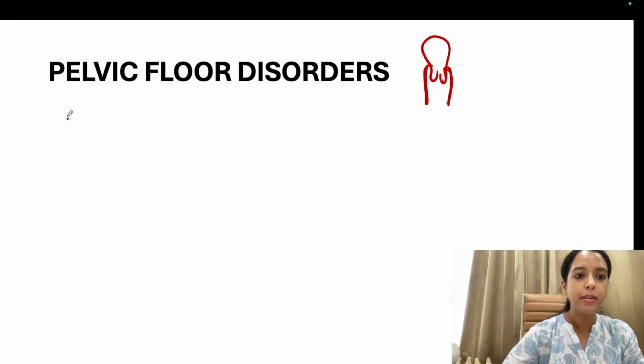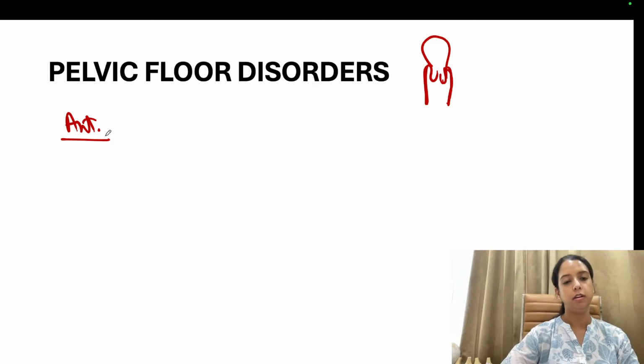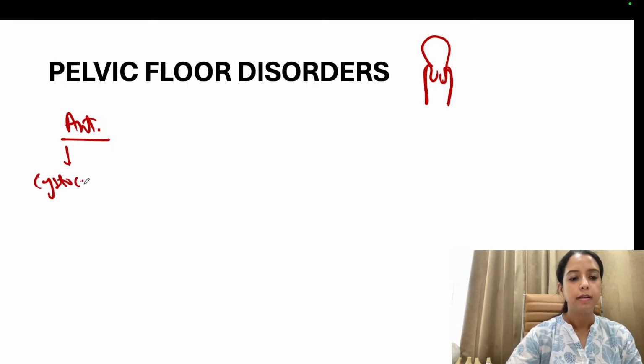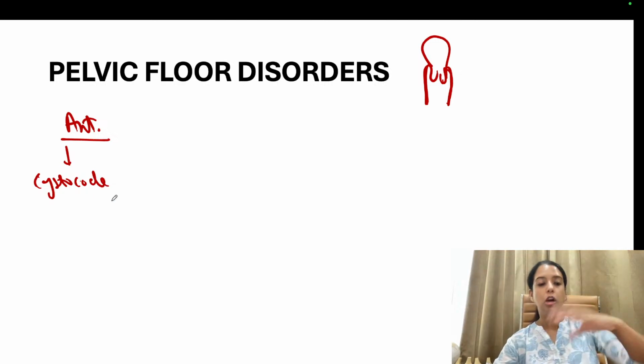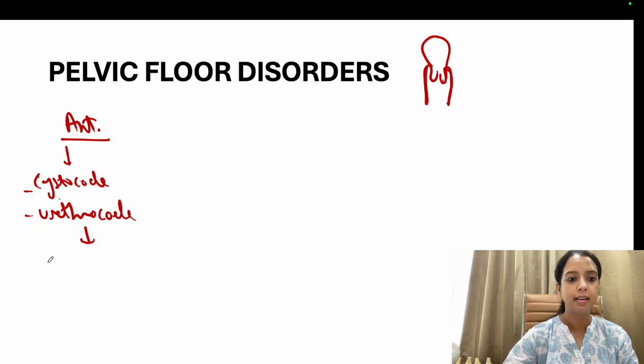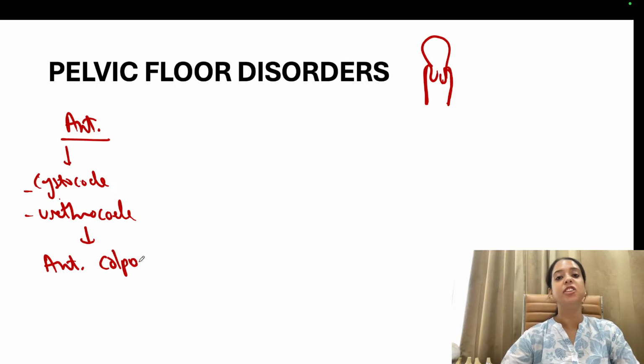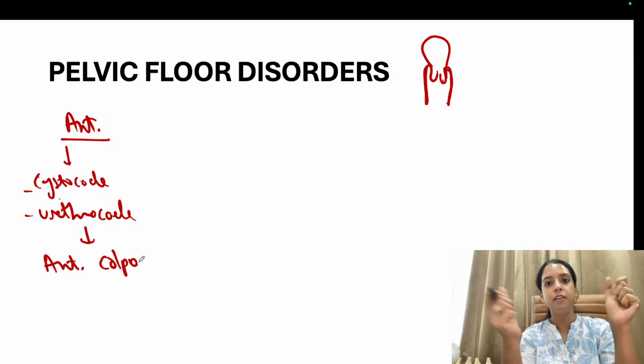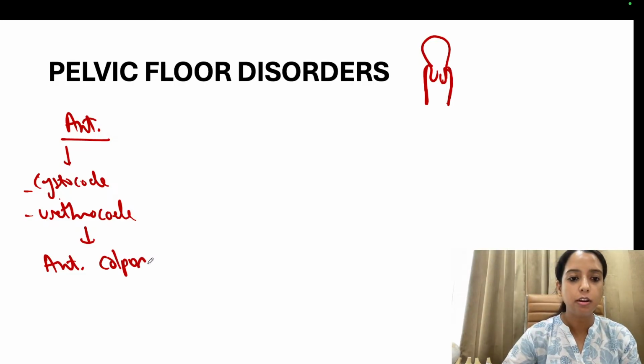So prolapse can happen of anterior vaginal wall. When anterior vaginal wall prolapse happens, we get cystocele. Means the bladder also comes, or urethrocele. So urethrocele and cystocele are anterior wall prolapse, and the treatment is anterior colporrhaphy. Colpo मतलब vagina, the pelvic floor. Rhaphy मतलब tighten. So anterior colporrhaphy.